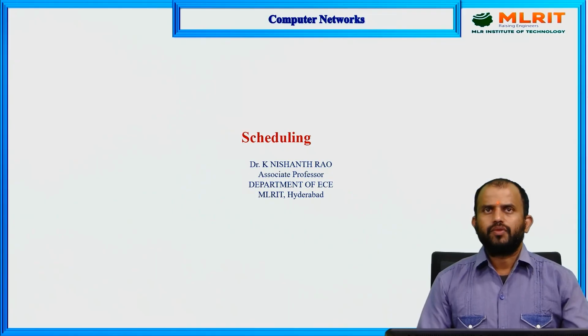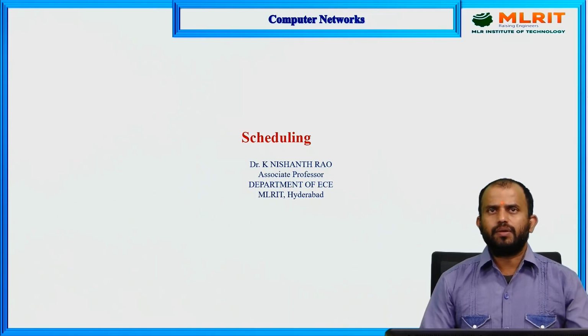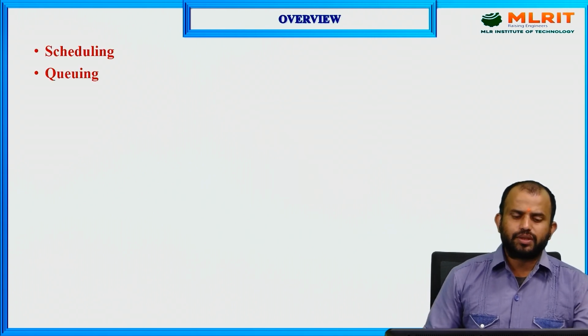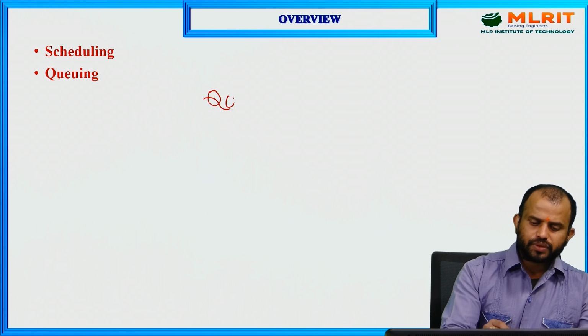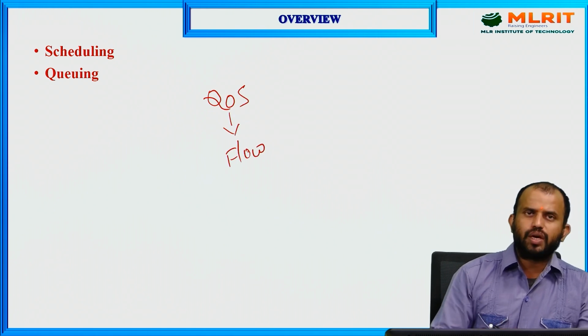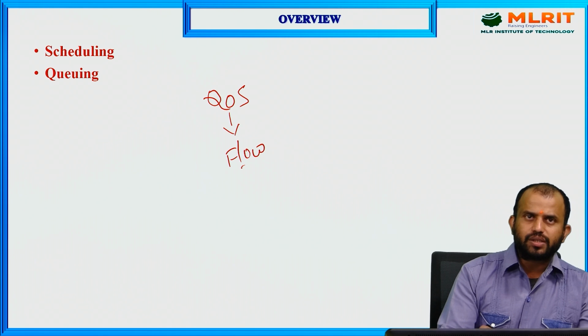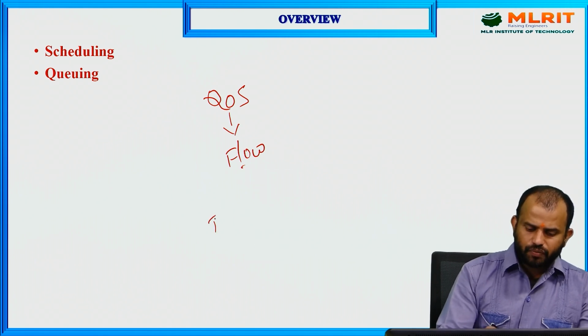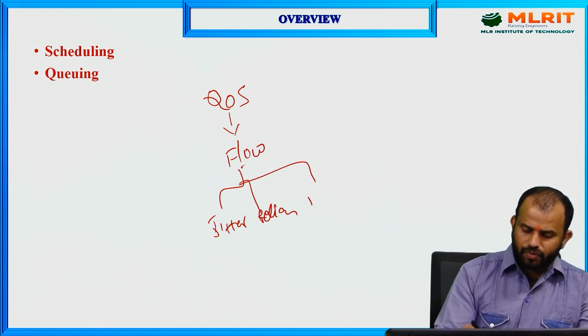Welcome to everyone. Today we are going to discuss another important topic in computer networks, which is the scheduling mechanism. As we discussed in the previous sessions, while we maintain the quality of service value, we have to understand the flow mechanism. If you understand the flow characteristics, we have to understand what kind of jitter mechanism is there, what kind of reliable services there are, and what kind of bandwidth they are using.